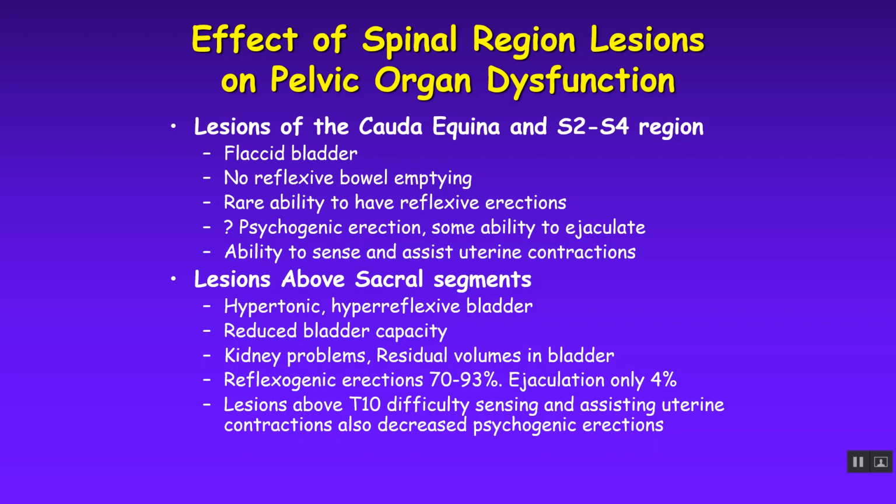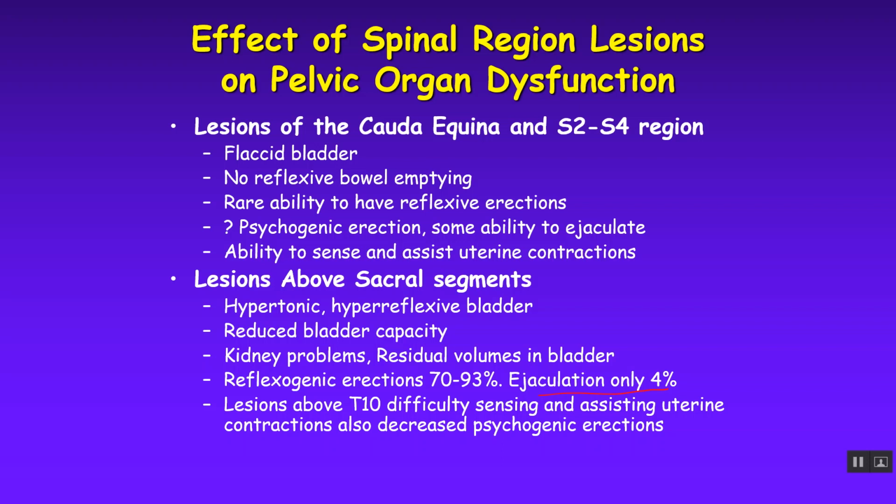If you have the lesion above the sacral segments, about 70 to 93% of men can still get these reflexive erections, but they lose the ability to ejaculate. Only 4% can have effective ejaculation, because once the lesion is higher up, you lose those T11 to L2 segments and the somatic part of that to help with ejaculation for men.